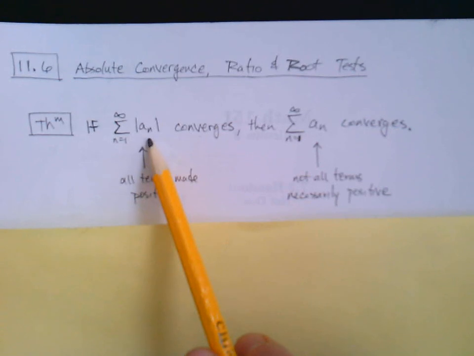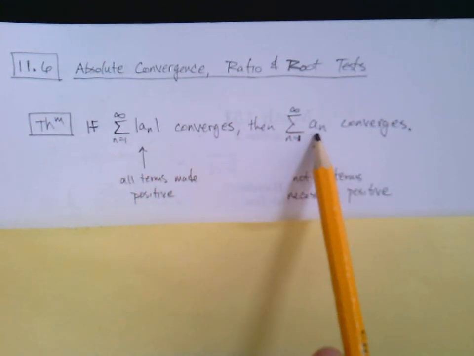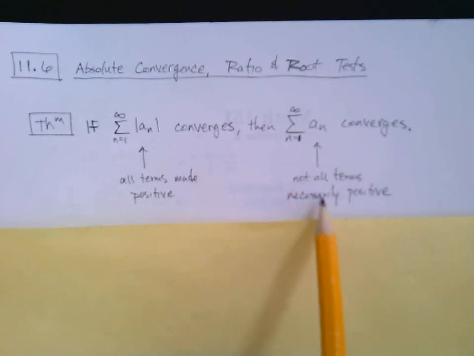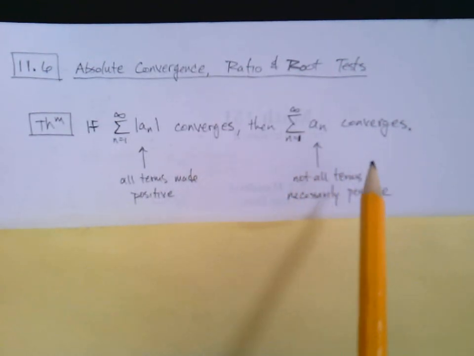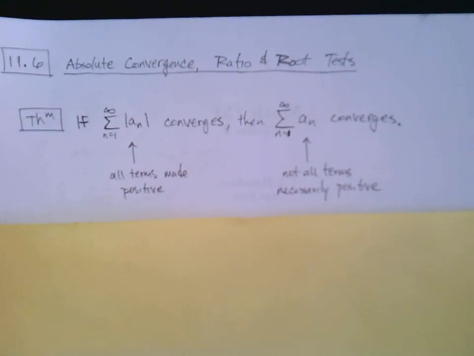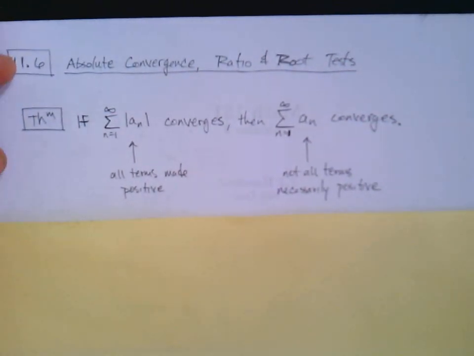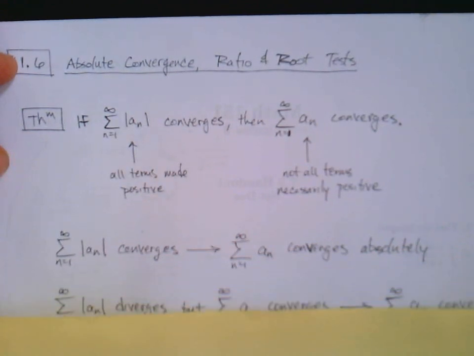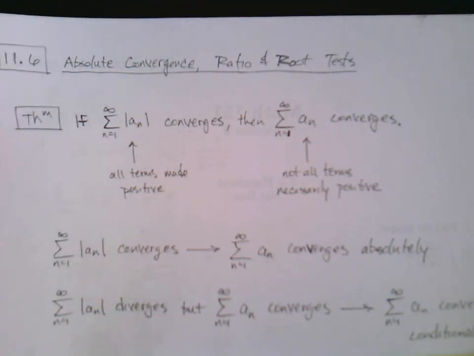If you make everything go in the same direction and that converges, well, certainly if some of them are allowed to be negative, it will converge as well. Hopefully that makes sense. Okay, so because of this theorem, which we're not going to prove, we're going to define a couple of things.